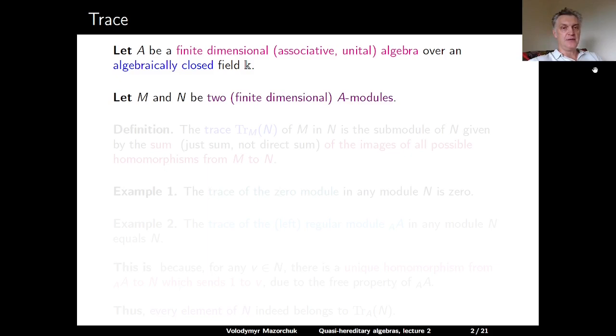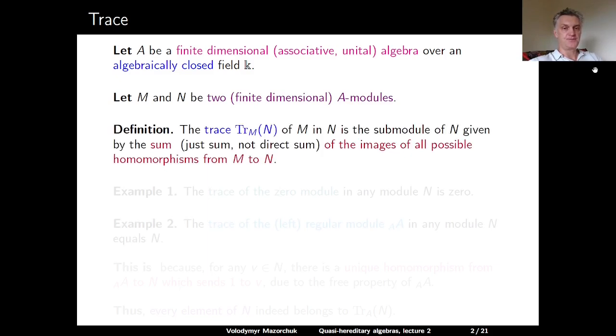Let M and N be two finite-dimensional A modules. Definition. The trace of M in N, usually denoted trace sub M of N, is the submodule of N given by the sum of the images of all possible homomorphisms from M to N. Note that this sum is not a direct sum, it's just the sum.